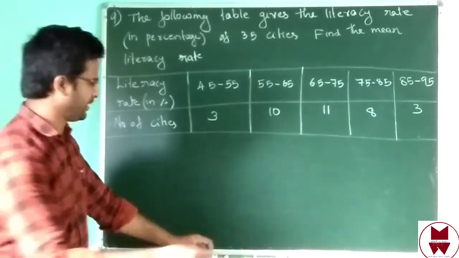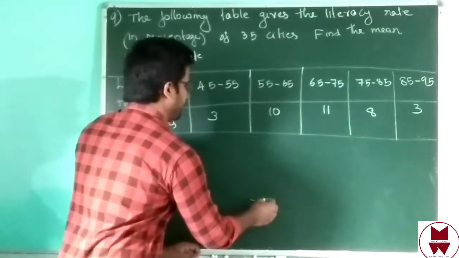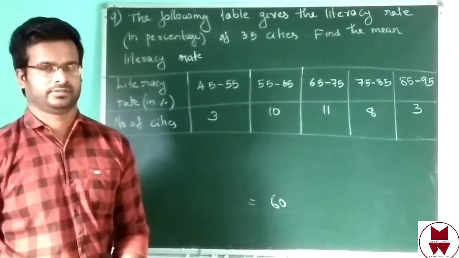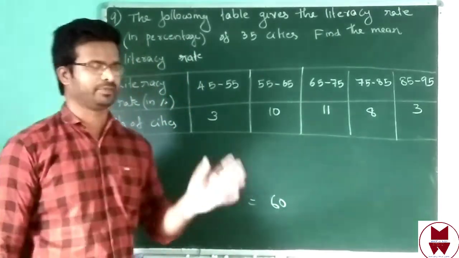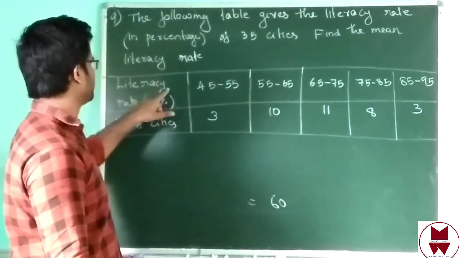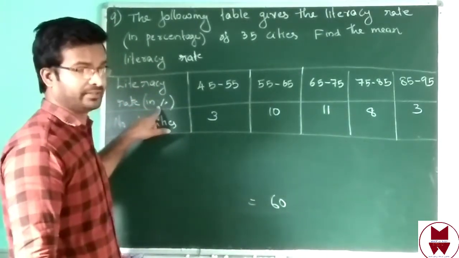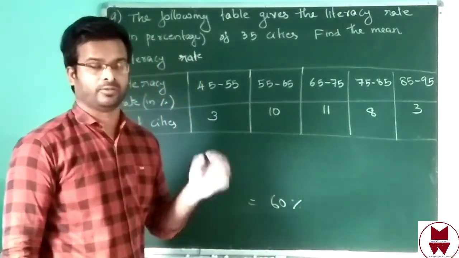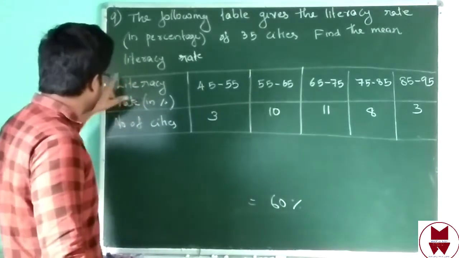Then you will get one final answer, any number, let's think 60. What will be the unit? The centimeter, meter, percentage, anything. Check it in the first table, that is, the literacy rate in which one? Percentage, isn't it? That one only we will write as the unit. For all questions like that, we just check the first column.